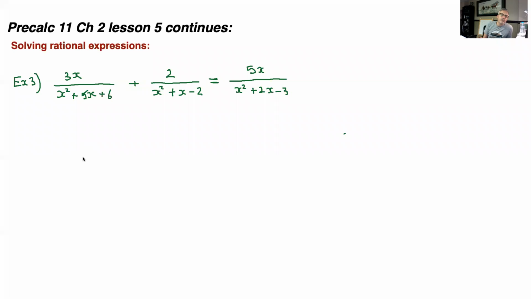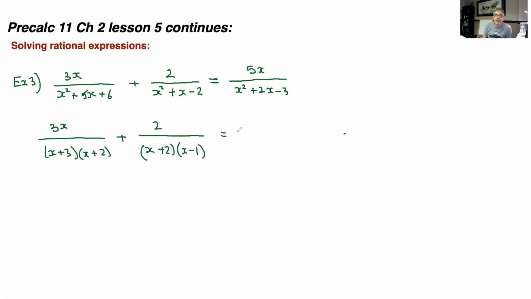We'll continue lesson 5 from chapter 2, solving rational equations. In here, what we have to do, the first thing is to factor all the bottoms. So we have 3x over x plus 3, x plus 2, plus 2 over x plus 2, x minus 1 equals 5x over x plus 3, x minus 1. So that's what we have.